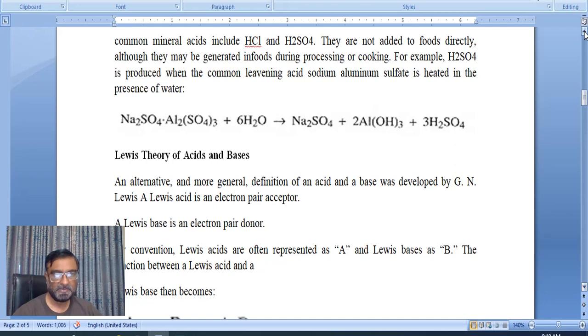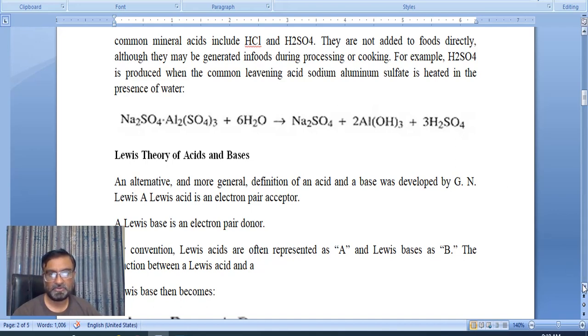So in this form it will be used indirectly. For example, sodium aluminum sulfate plus moisture and heat will give sodium sulfate, aluminum hydroxide and H2SO4. So it's an indirect use.